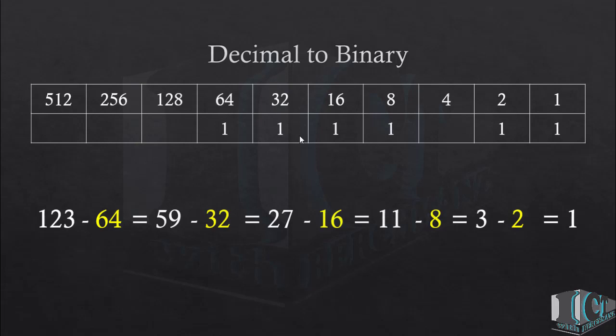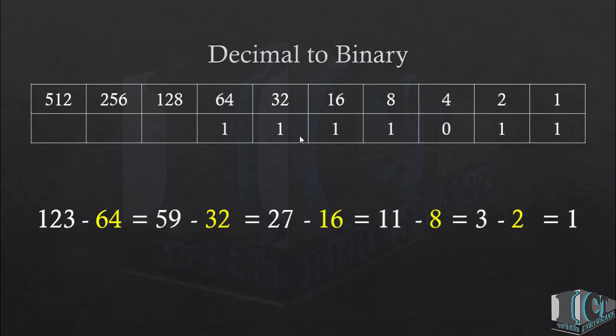And you can see this is going to reduce all the values from 123. When all the values from 123, or the decimal number, is finished or coming down to 0, I am finishing my conversion by putting zeros in any place where I have left a blank. So under 4 I am going to put a 0 there.